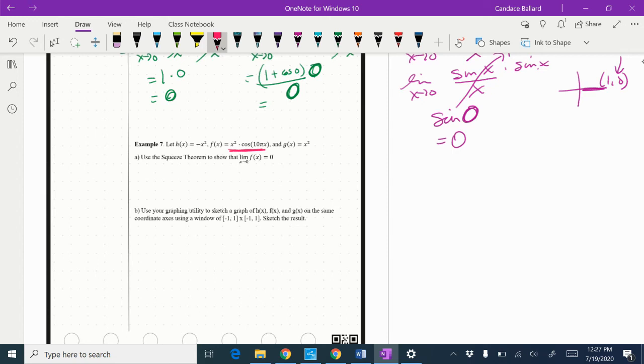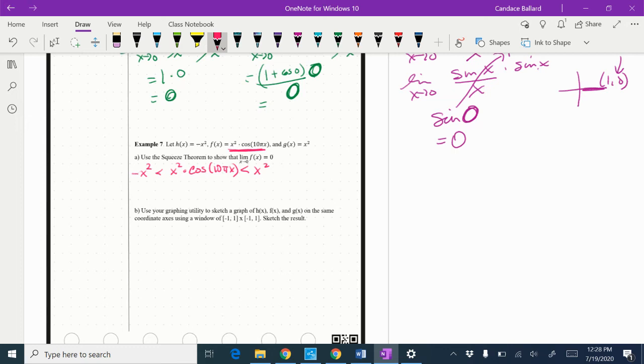So this was very explicit. It says use the squeeze theorem to show the limit as x approaches 0 of f of x equals 0. So we're supposed to be showing that it equals 0, proving it. I'm going to start by setting up my inequality for my function. I know that negative x squared is less than x squared times cosine of 10 pi x. They gave me these outer functions, so I didn't have to guess at them. Negative x squared would be less than this, and x squared would be greater than it.